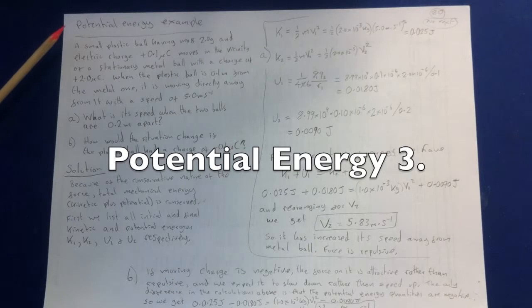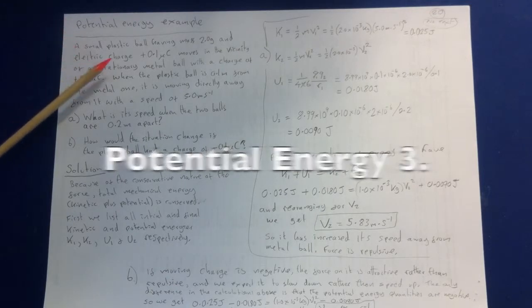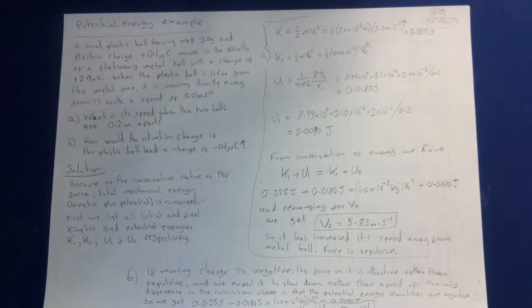Now we're going to do an example. A small plastic ball having mass 2 grams and electric charge +1 microcoulombs moves in the vicinity of a stationary metal ball with a charge of +2 microcoulombs. When the plastic ball is 0.1 meters from the metal one, it is moving directly away from it with a speed of 5 meters per second.